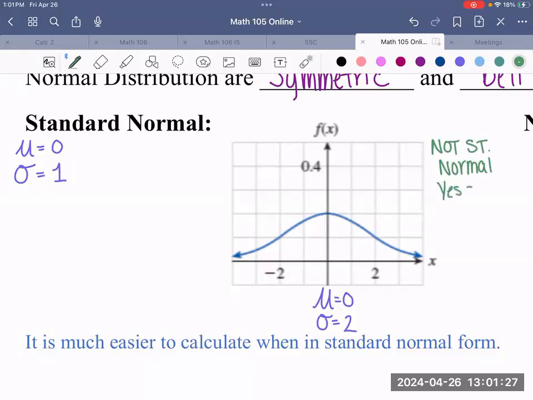So yes, symmetric. Yes, bell-shaped. Yes, the mean is 0. No, standard deviation is 2. So it should be 1.